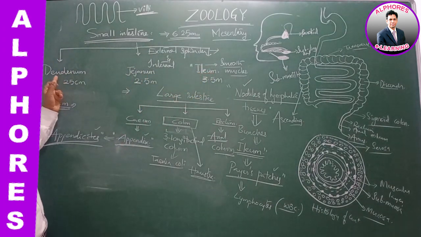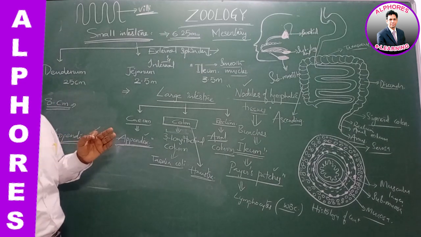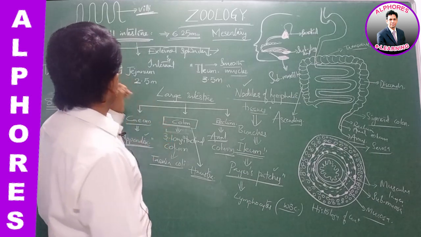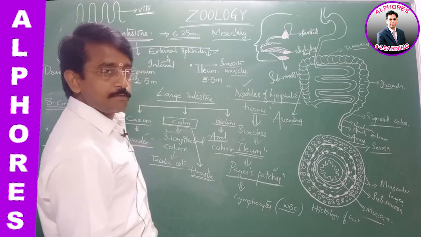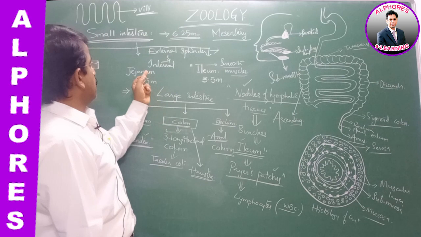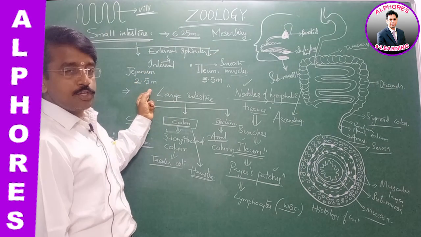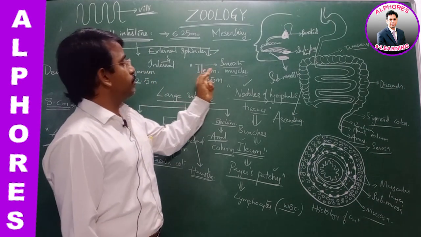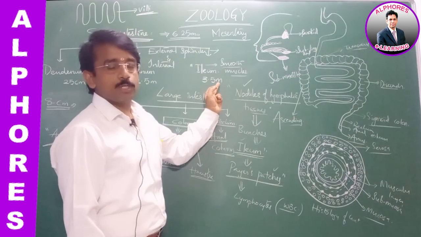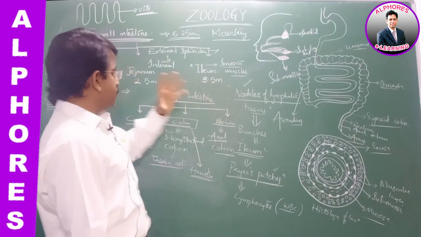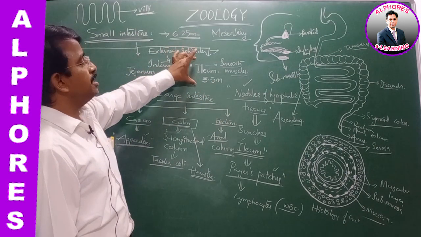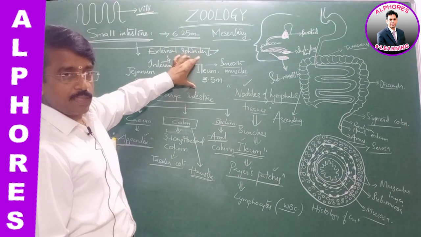Small intestine, first part is the duodenum. Duodenum measures about 25 centimeters in length. Jejunum is 2.5 meters in length, and ileum is 3.5 meters in length. So of the small intestine, the ileum is the longest part.